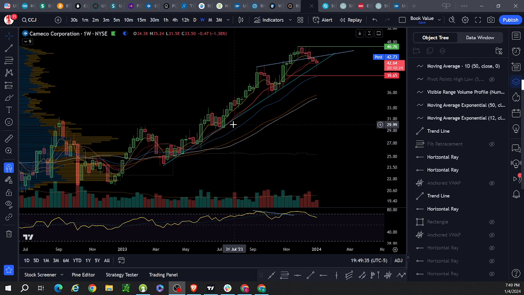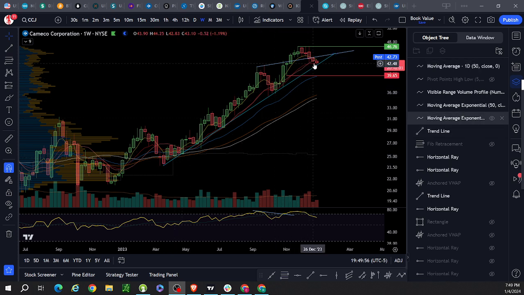What has CCJ been doing on the weekly? The red line is the 12 EMA. This pink, brownish, whatever line is the 50-day moving average. CCJ has been riding that up and bouncing off of it for months since late April, early May. Okay, so we've got that.